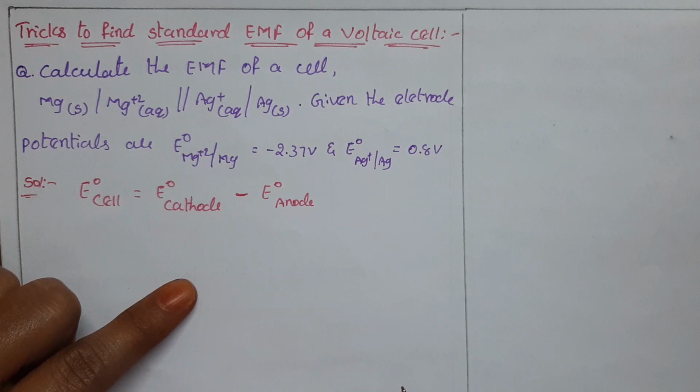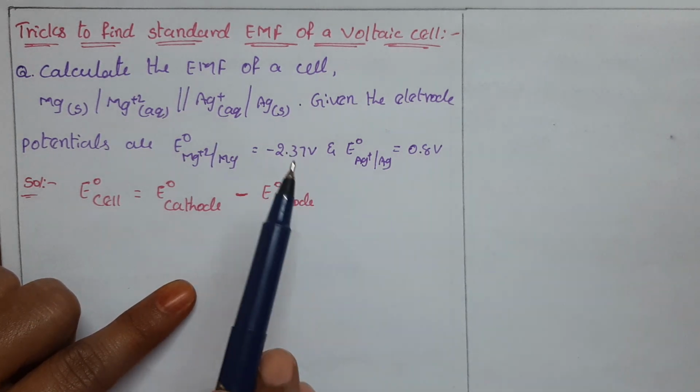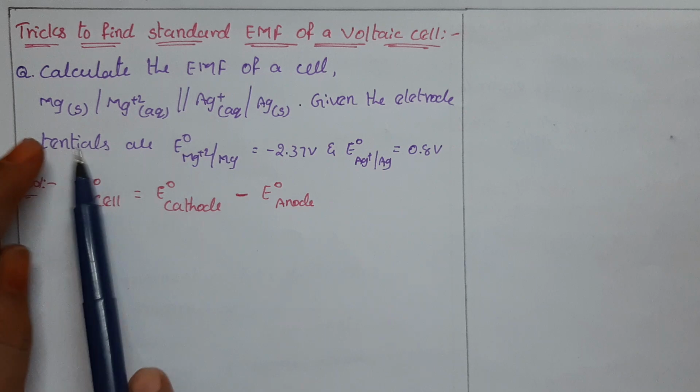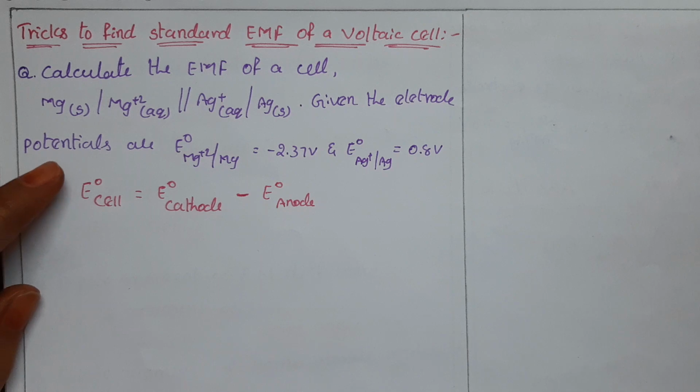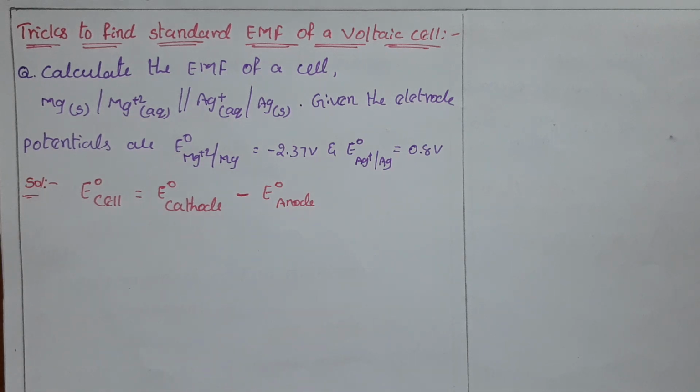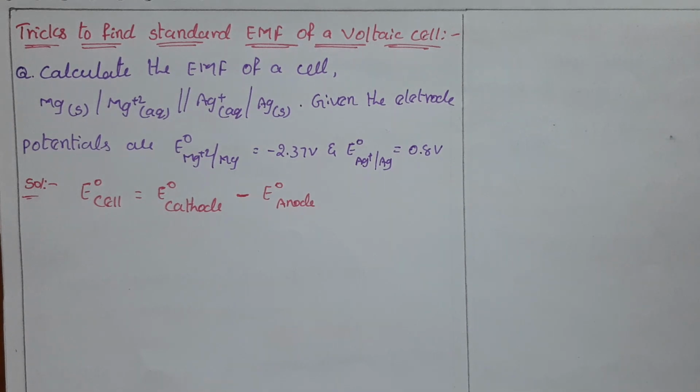But the main important point is we have to identify which is the cathode value and which is the anode value. Here two metal ions are there. One is oxidized and another one is reduced. How can we know that? With the loss of electrons and gain of electrons, or with the increasing or decreasing of oxidation state, we can identify which metal is oxidized and which is reduced. But keep all those things aside and use the trick I am going to give. By using my trick, you can solve this question in a fraction of seconds.